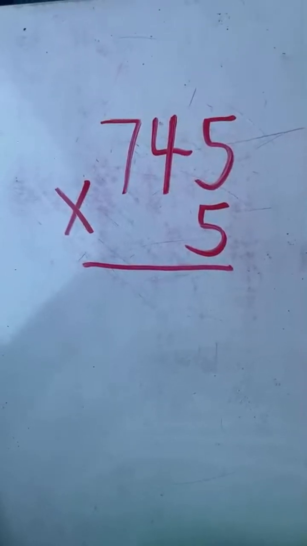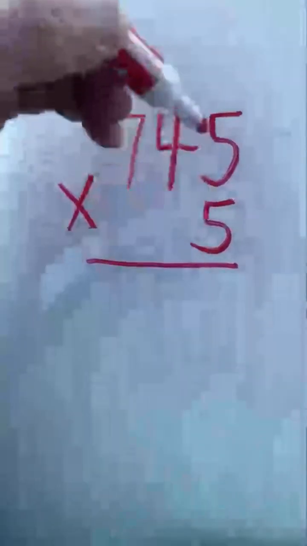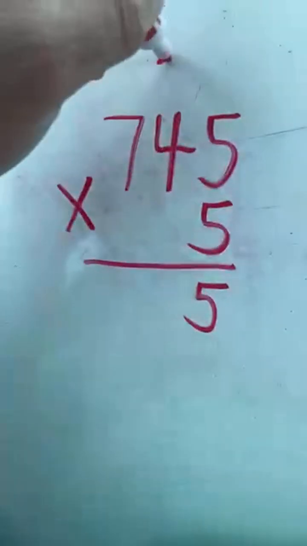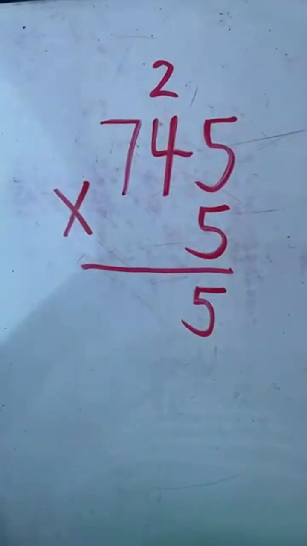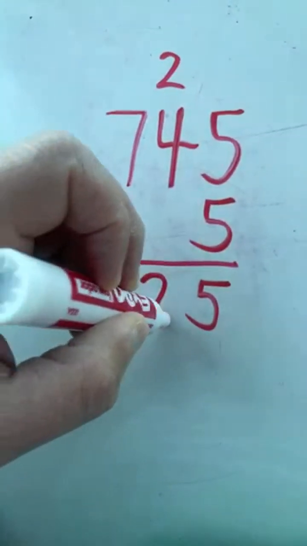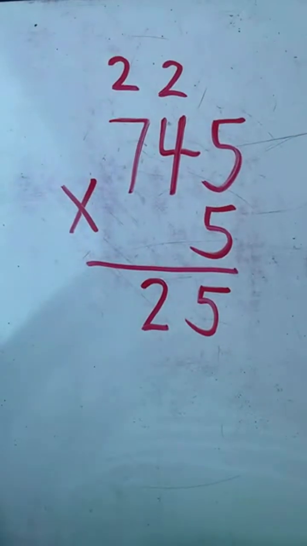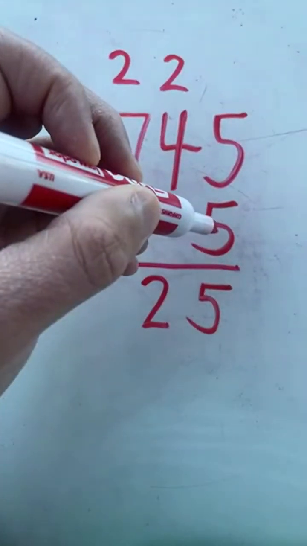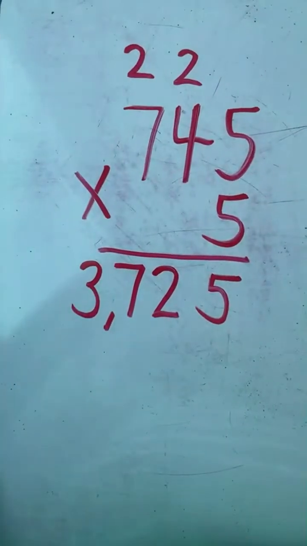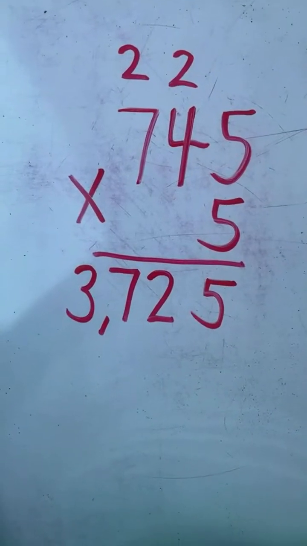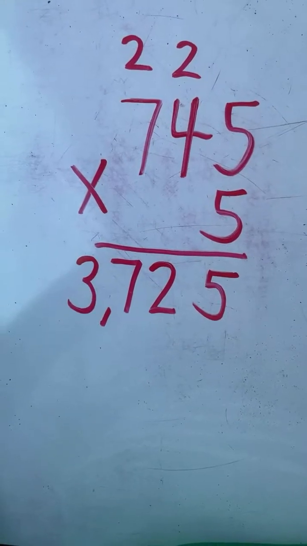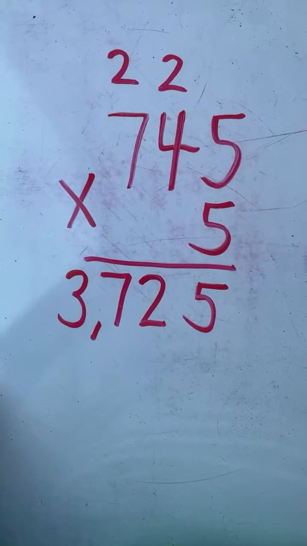All right, starting in the ones place, we have 5 times 5. 5 times 5 equals 25. So 5, carry the 2. 4 times 5 equals 20, plus 2 equals 22. 2, carry the 2. 7 times 5 equals 35, plus 2 equals 37. And we have our final answer, 745 times 5 equals 3,725. All right, moving on to the next example problem.